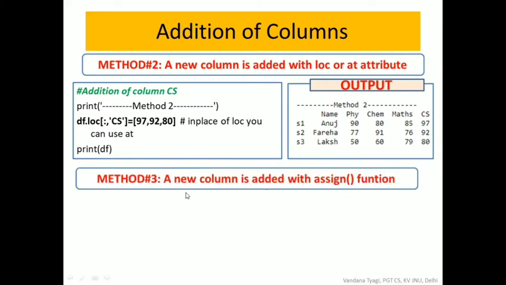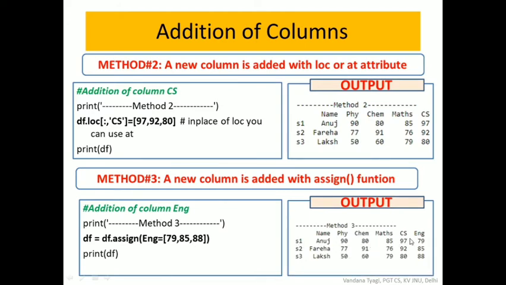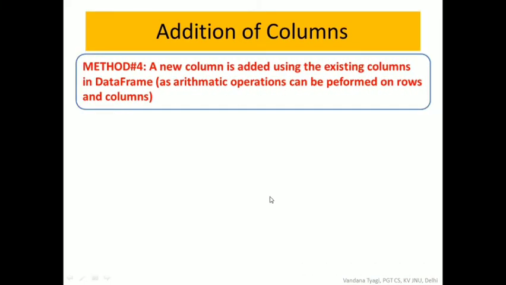Now the next method: a new column can also be added with the help of the assign function. Let's see how this function works. It will modify our data frame, the same data frame we are making changes to. We have written here df.assign, English equals 79, 85, 88. So English is my new column label, and these are the three marks for three students. Let's see what my output is. See here, we have added maths, we have added CS, and now English is added with the values 79, 85, 88.